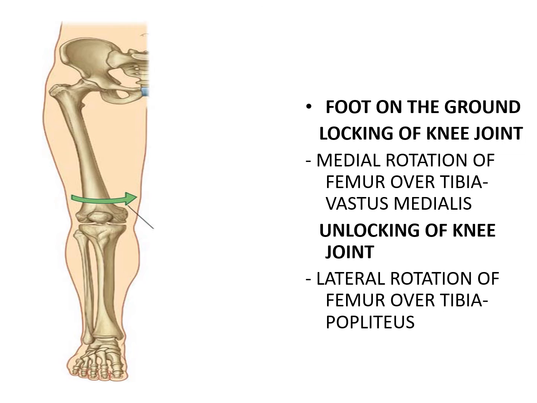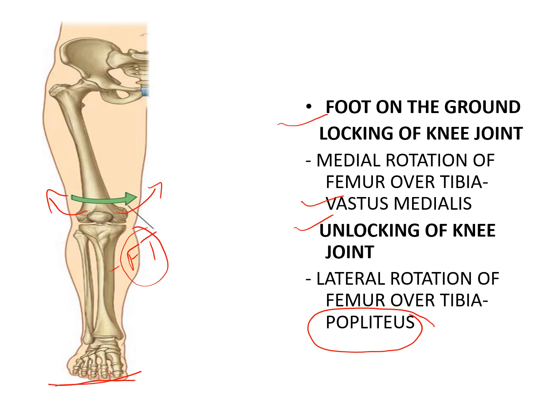As already discussed, when your foot is on the ground, locking is brought by vastus medialis. What is locking? Medial rotation of femur over the fixed tibia. What is unlocking? Lateral rotation of the femur over the fixed tibia. The muscle which helps in unlocking is the popliteus. So locking of the knee joint helps you stand stiff and prevents you from falling. Unlocking of the knee joint helps you to bring about movement. During walking, you flex your knee joint and then you extend. So to bring about movement, unlocking of the knee joint occurs, and to stand stiff, locking of the knee joint will occur.